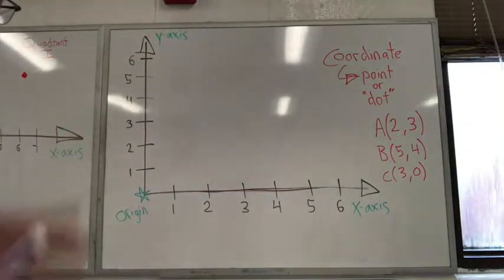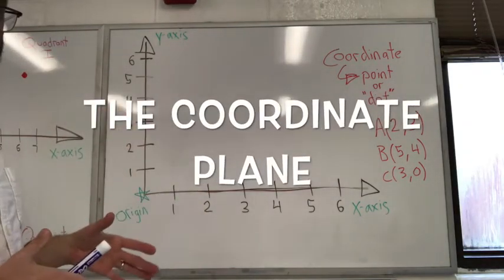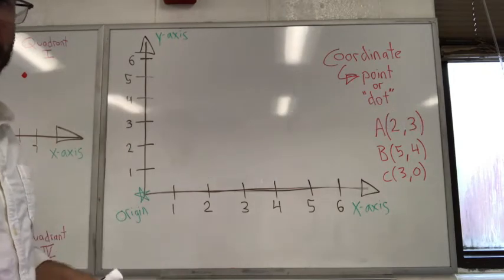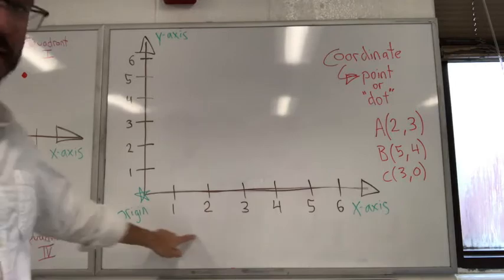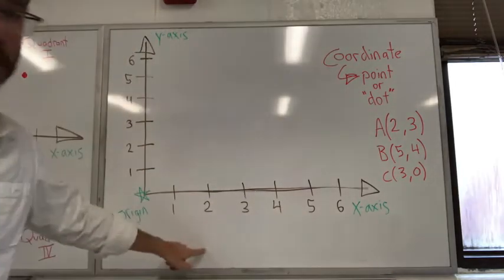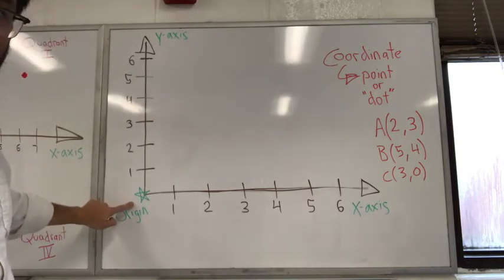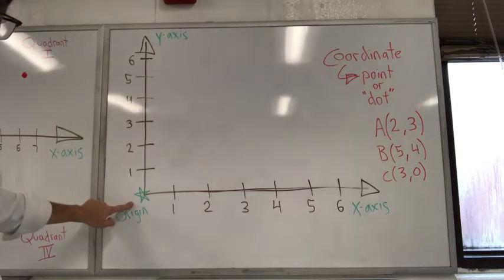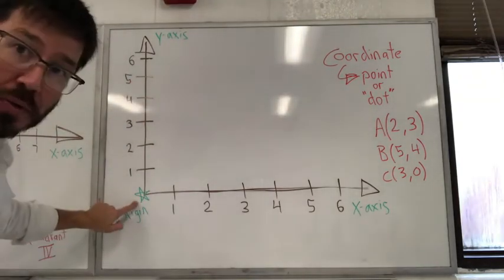So this is a coordinate plane. It's a graph, all right? You might have heard it called an L graph before. It's got three parts that are relevant to us right now. It has an x-axis, that's the flat. It has a y-axis, that's the up. And where they meet is called the origin, all right? So we have an x-axis, a y-axis, and an origin where they meet.